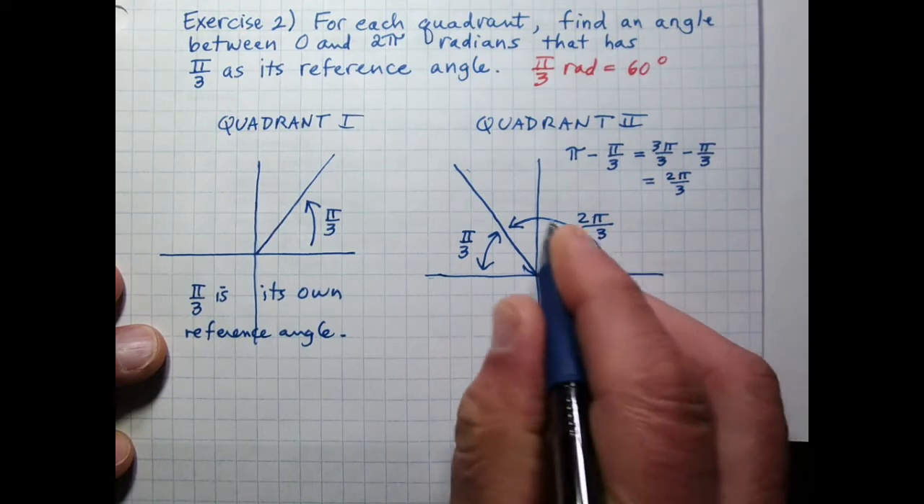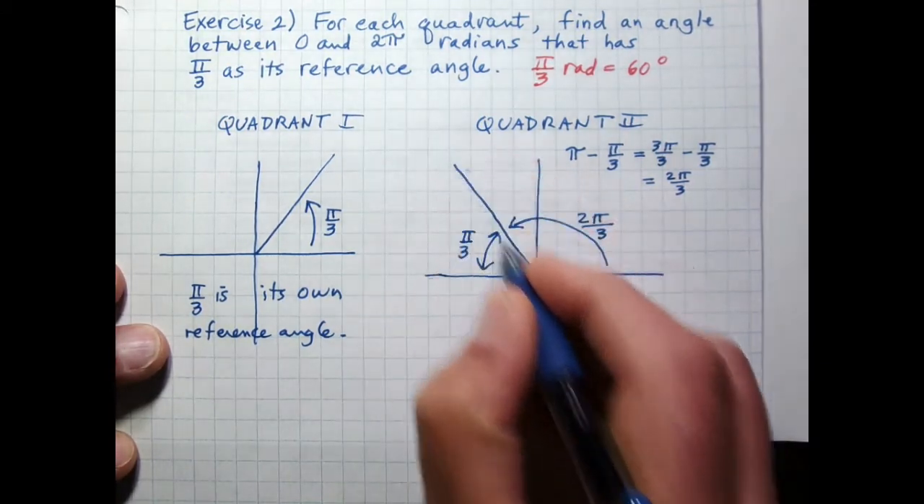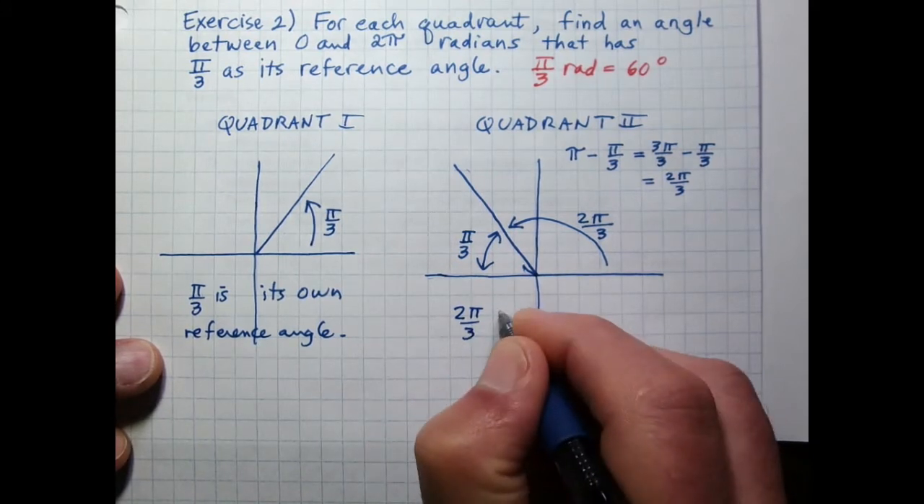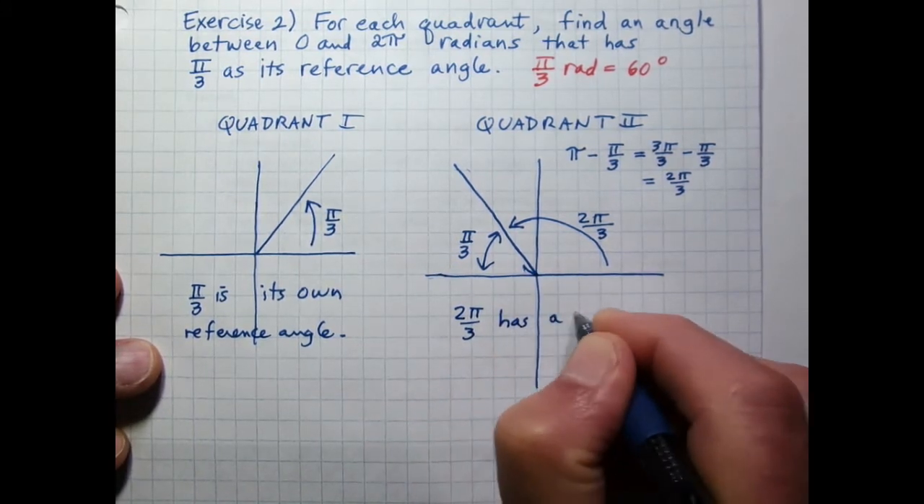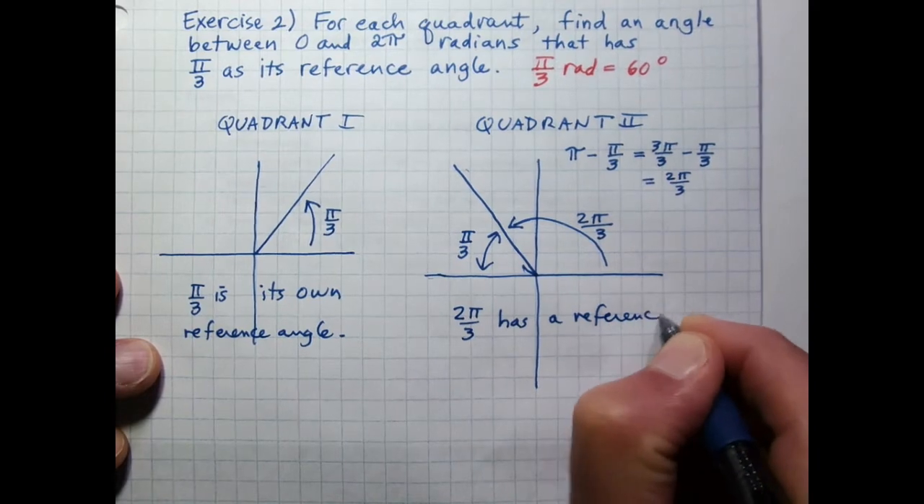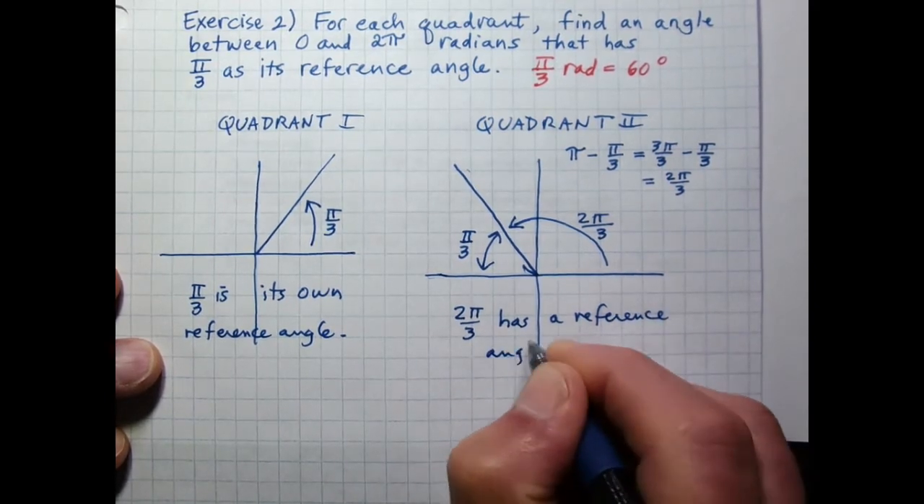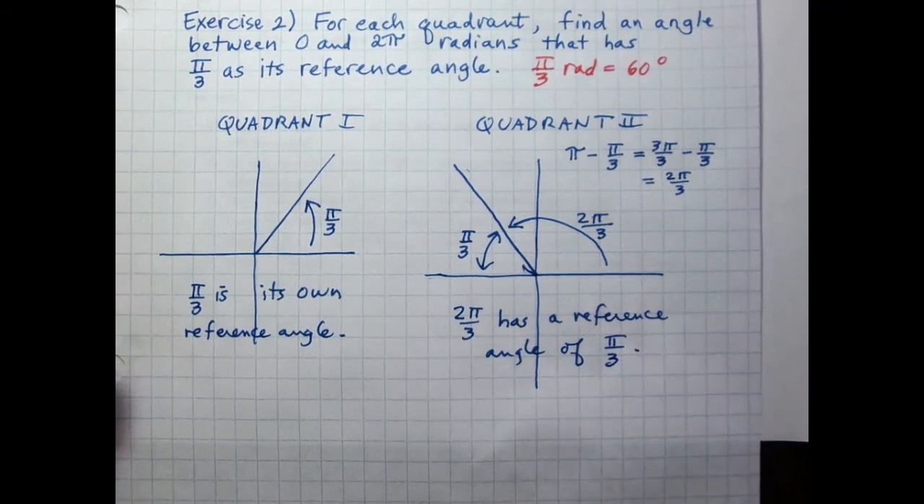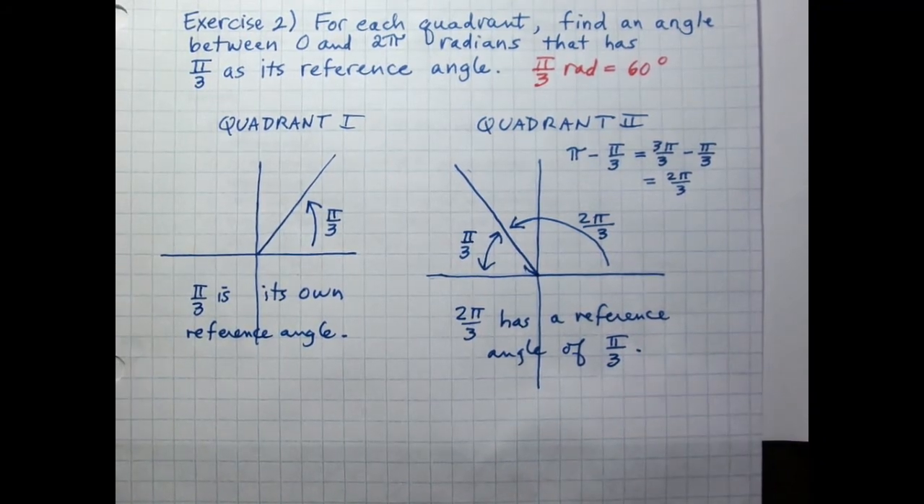So 2 pi over 3 has its terminal side in quadrant 2. 2 pi over 3 has a reference angle of pi over 3. Pi over 3 is the reference angle for 2 pi over 3.